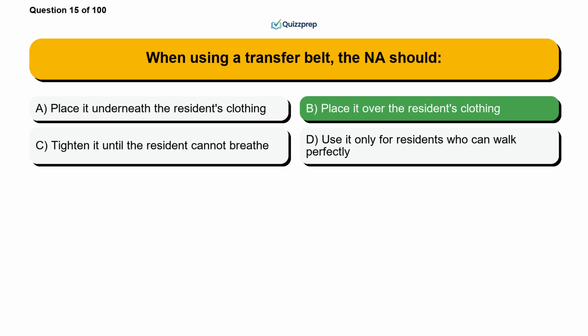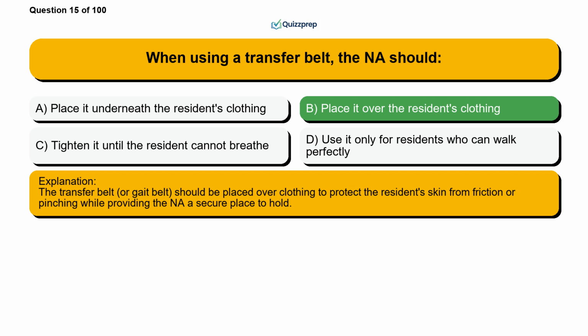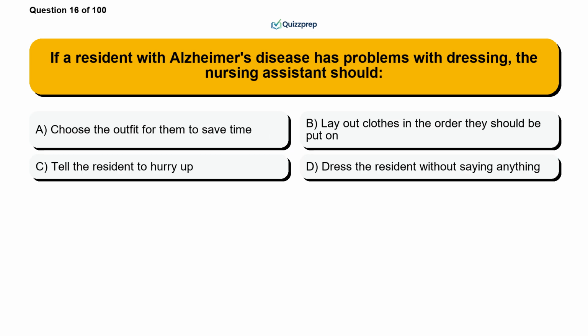The correct answer is option B, place it over the resident's clothing. The transfer belt, or gait belt, should be placed over clothing to protect the resident's skin from friction or pinching while providing the NA a secure place to hold. Question 16. If a resident with Alzheimer's disease has problems with dressing, the nursing assistant should: Option A, choose the outfit for them to save time.